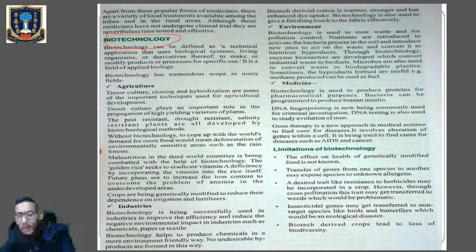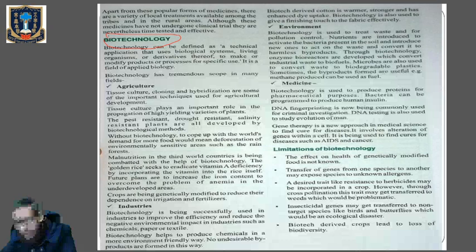Number two, industries. Biotechnology is also used in the field of industries to improve efficiency and to reduce the negative impact on the environment. So it helps to reduce the chemicals in a more environmentally friendly way. No undesirable byproducts are formed in this way.